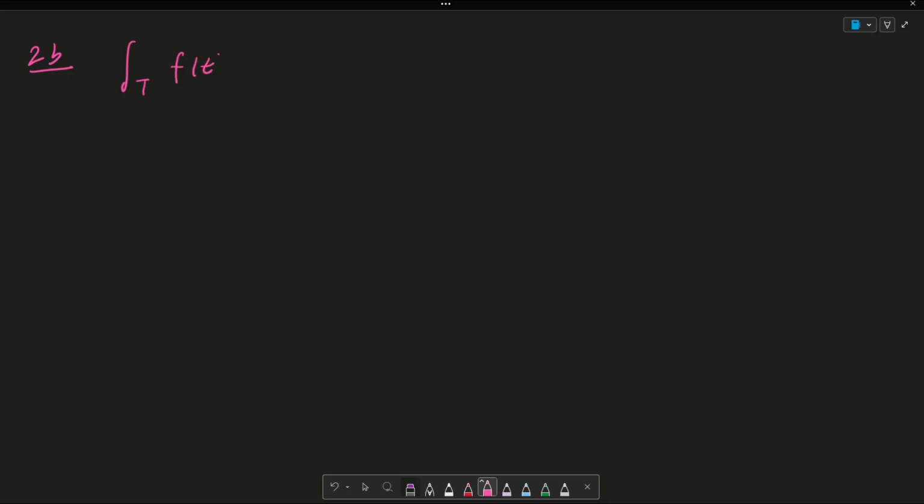So the last part of number 2's proof is 2b, which says that an integral in time times f of t dt does not equate to 0 if f of t is even. All right, so let's go ahead and do the same thing we did in 1b and say that we take the integral from minus t over 2 to t over 2 of f of t dt.